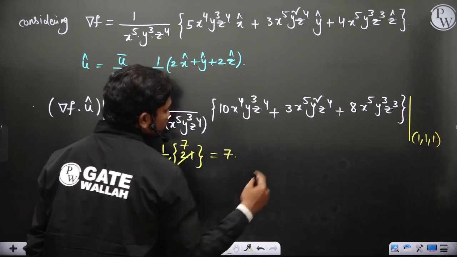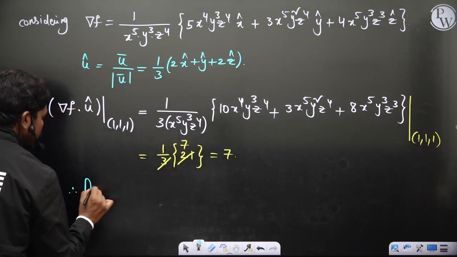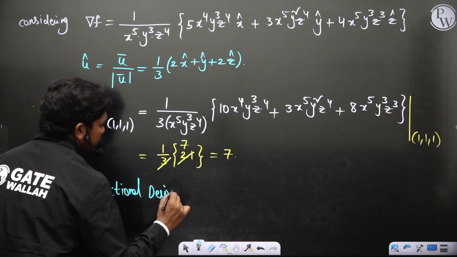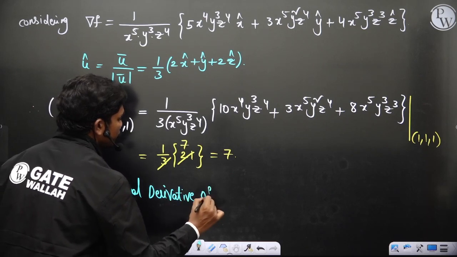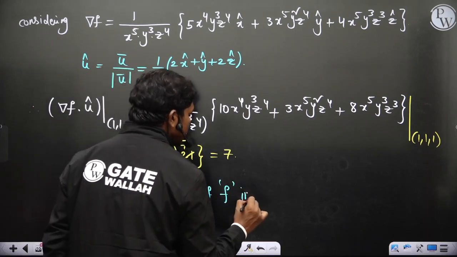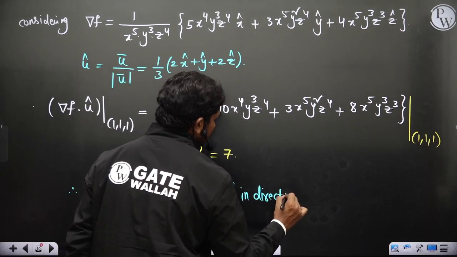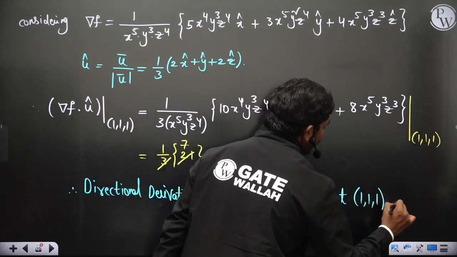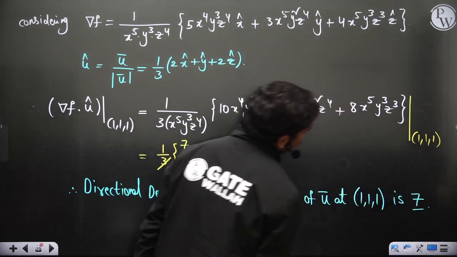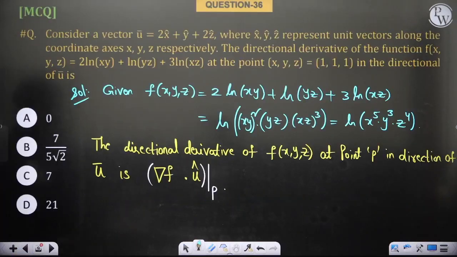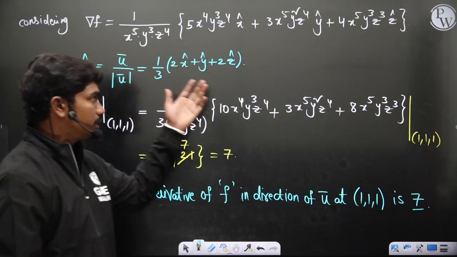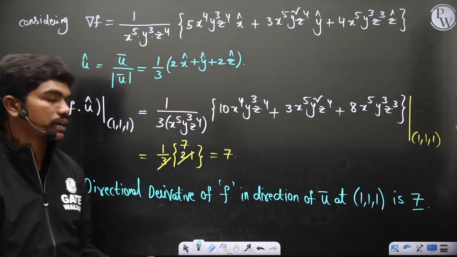So therefore the function changes at a rate of 7. Therefore the directional derivative of f in the direction of u at (1, 1, 1) is 7. That's it. It's a simple question, but we have to do the calculation carefully. So 7 is the correct answer, which is option C, obtained from the dot product of the gradient with the unit vector. That's all. Thank you.